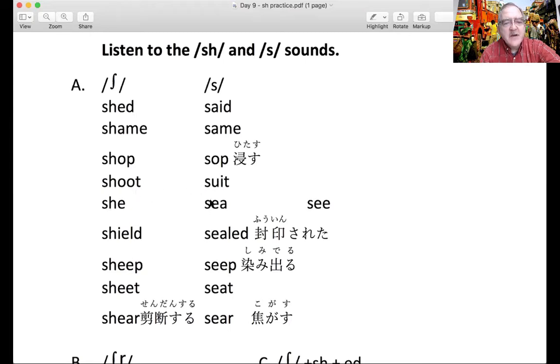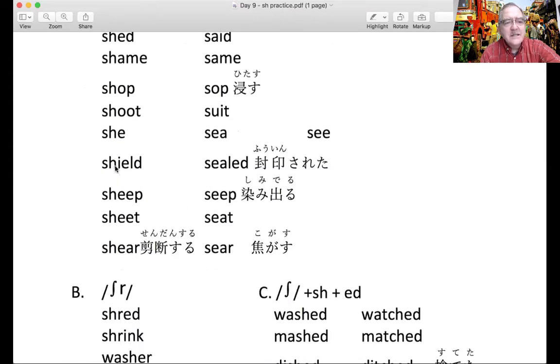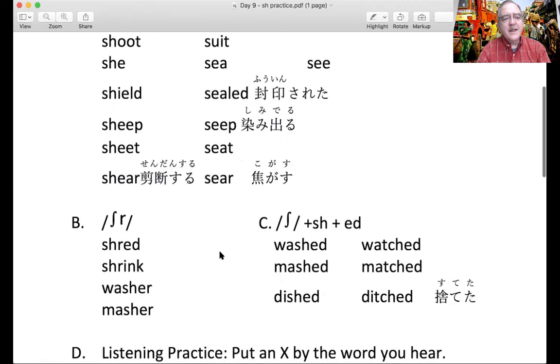She, see. Now be careful with pronunciation. She, see. Shield, sealed. Sheep, seat. Sheet, seat. Now in Japanese, you say shitsu on the bed, beddo no shitsu. But in English, if you put an S, it means two. If you put one, it's sheet, sheet, seat. Sheer, sear. Okay, let's go down here.